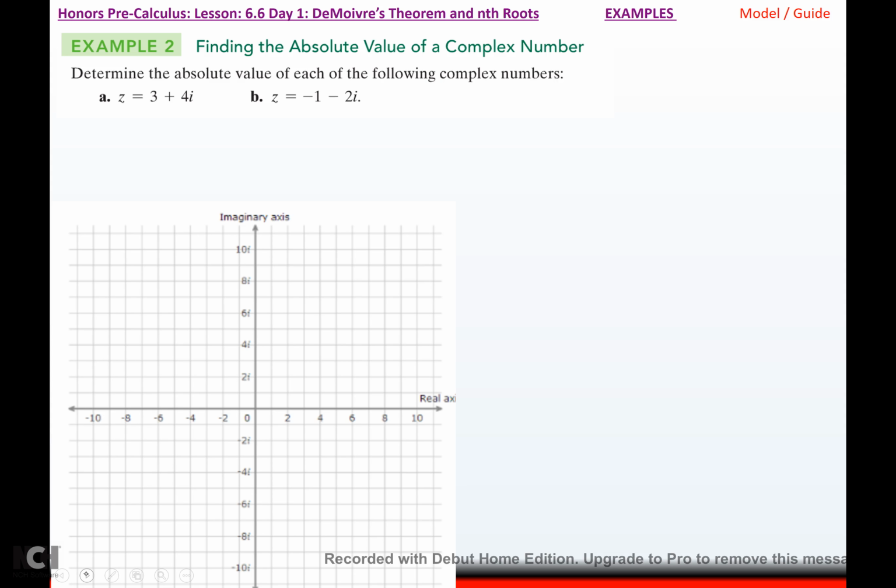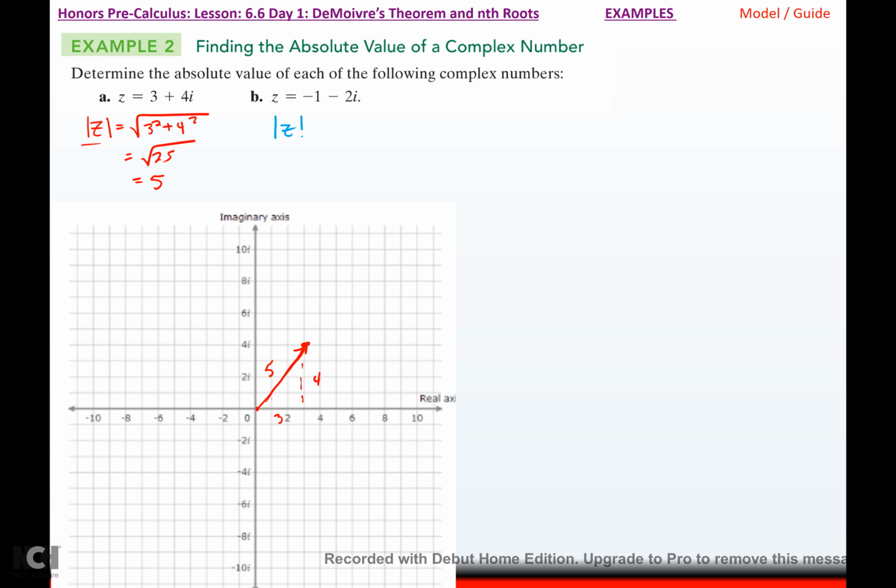All right? So it says, determine the absolute value of each of the following complex numbers. We don't even need to graph it. I'm going to, just to show you, but you don't have to graph to figure this out. To get the absolute value of z, you take the square root of 3 squared plus 4 squared, which is the square root of 25, which is just 5. Now watch, if I plot that, 3, 4i, if we looked at it like it was a vector, this is 3, this is 4, and this is 5. So you found the magnitude of z, the distance from 0 to that point, which is the definition of absolute value, is 5.